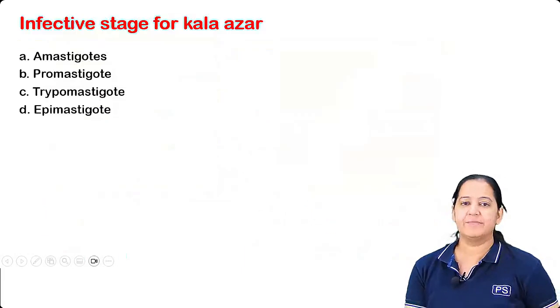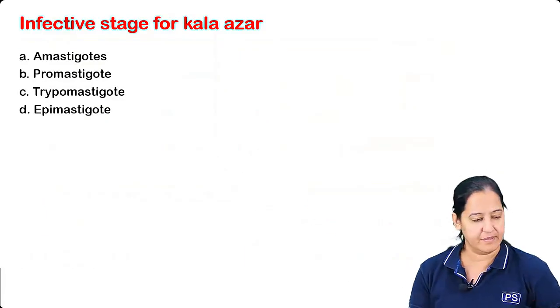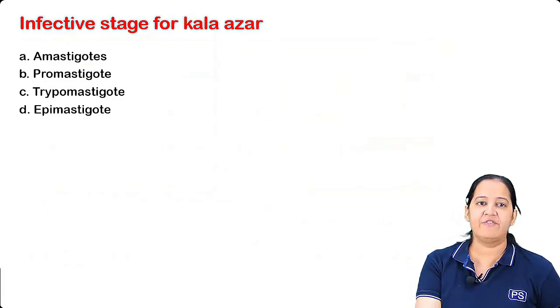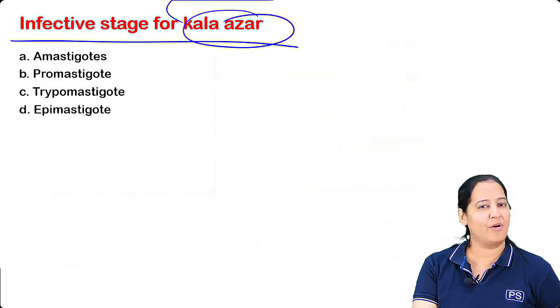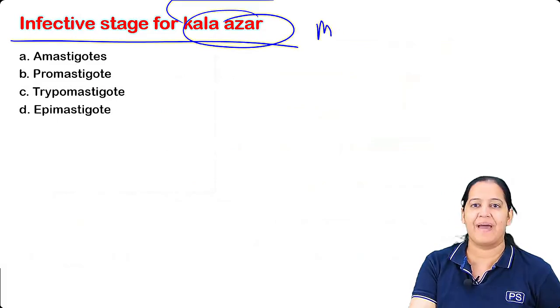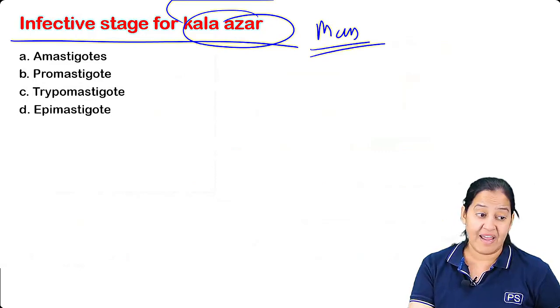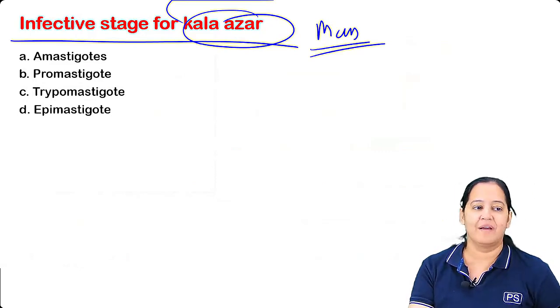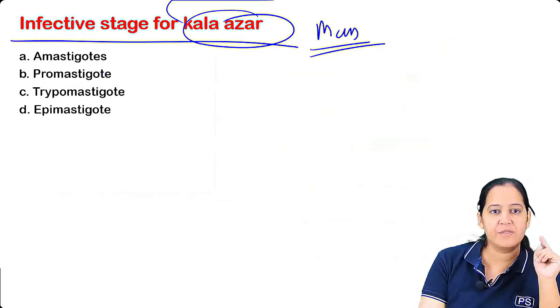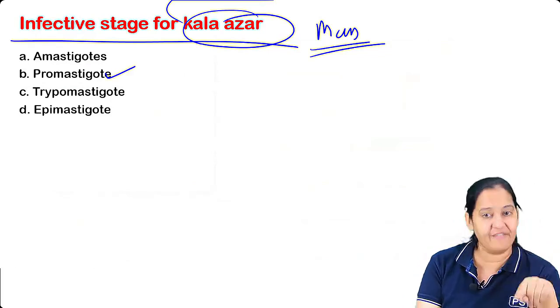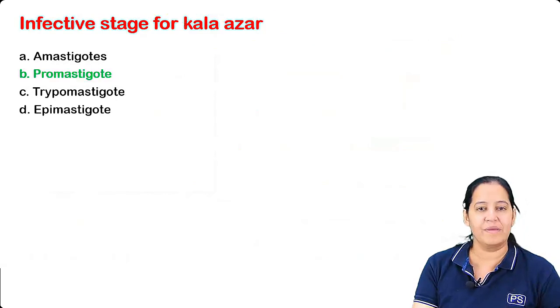Anyways, let's proceed. Read the question, tell me the answer. Infective form for Kala Azar. What is the infective form for Kala Azar? I'm not asking anything else, so I mean for man. I have not written anything in the question. If nothing is written, I am asking for man. So for man, the infective form is promastigote, which is present in the saliva of the sandfly. Correct answer is promastigote. You all are right.